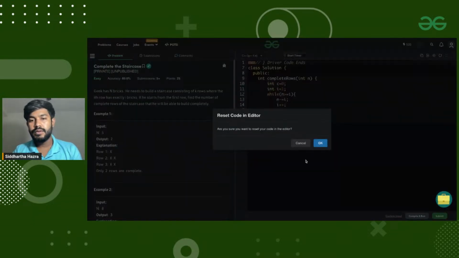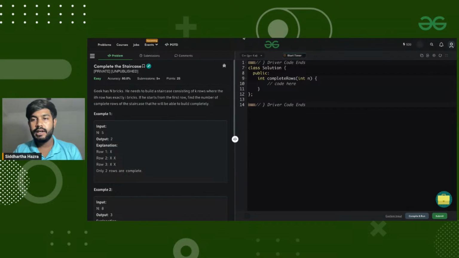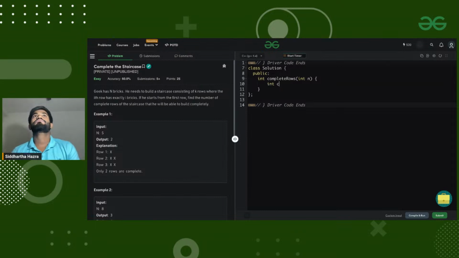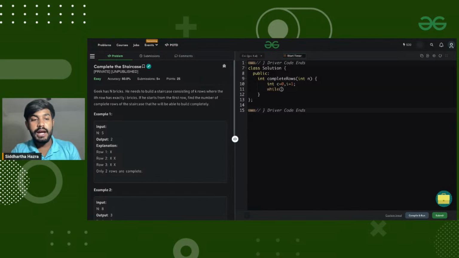Okay. So let us implement it live. Let me just remove all the previous code first. Yep. Now let us start doing that. So initially, the number of steps I have built is 0, and I would start from i equals 1, and I would keep doing that until the leftover value is greater than or equal to i.